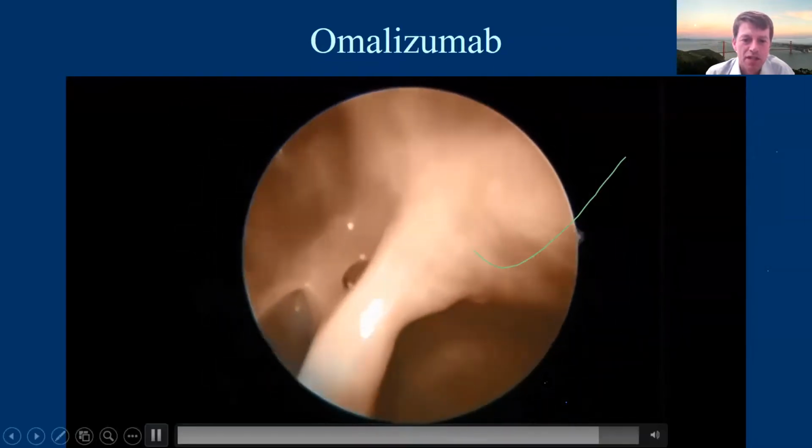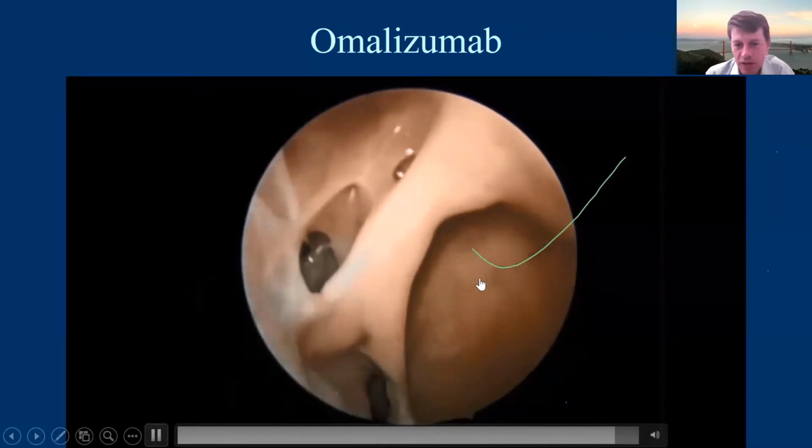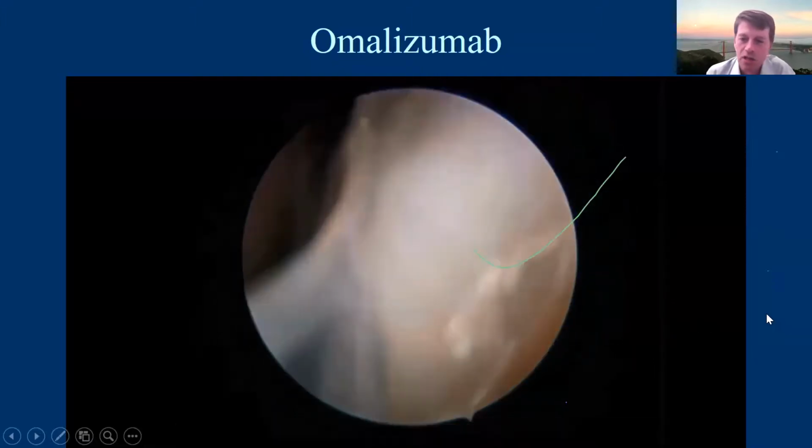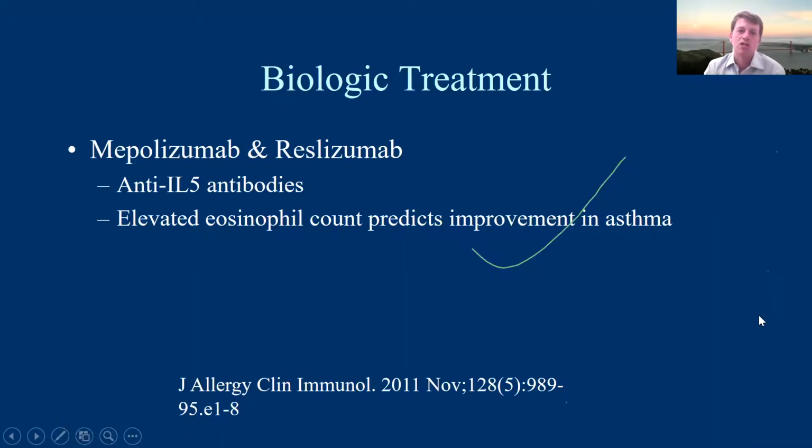The polyps that were in the frontal recess, you now see up into the frontal sinus, and the inflammatory change that had been along the posterior wall of the maxillary sinus has now improved. So clearly, it does seem like there's a category of patients who improve with this treatment. Mepolizumab and reslizumab are anti-IL-5 antibodies. For asthma treatment, an elevated eosinophil count predicts improvement in asthma. So again, our use of these medications to date has really been limited, from a sinusitis standpoint, to patients who have concomitant asthma as well as eosinophilia.